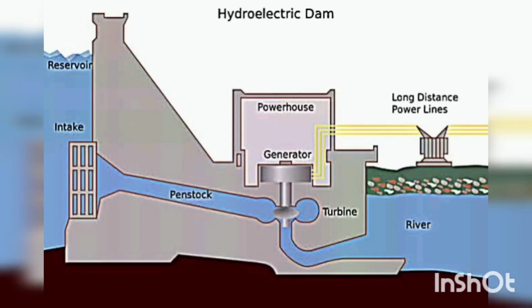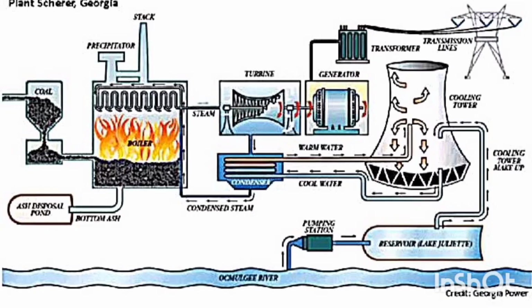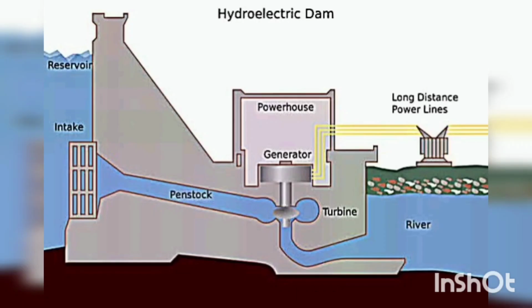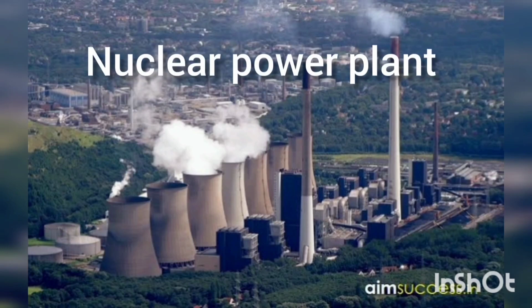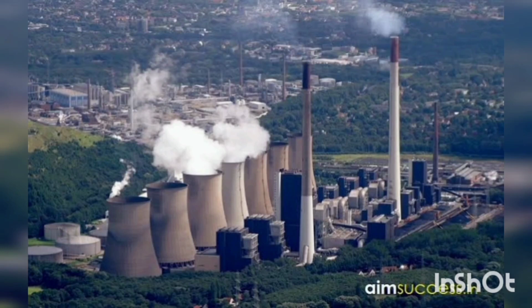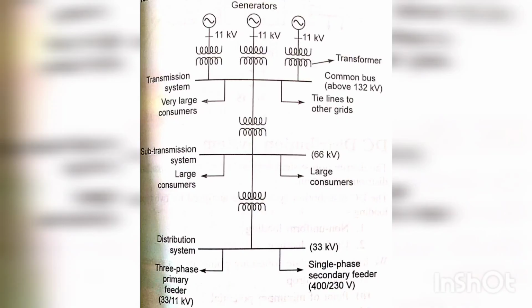The power can be generated by different methods. They are classified as hydroelectric power plant, nuclear power plant and thermal power plant. Though the hydroelectric power plant is costlier, it is environmentally friendly. But the thermal power plant and nuclear power plant are not much costlier than a hydroelectric power plant, but they are not environmentally friendly.